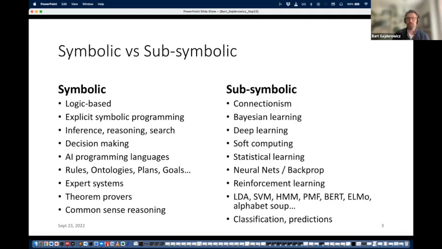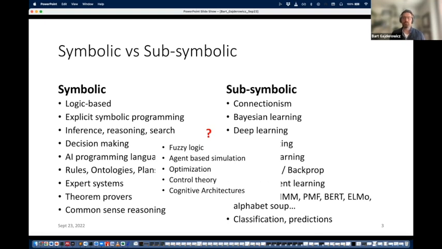What is subsymbolic? This is connectionism. It's systems that learn from data. So you've probably heard of Bayesian learning, deep learning. Other terms might be soft computing, statistical learning. These are neural networks. They use backpropagation, reinforcement learning, and any number of acronyms that you can think of. And these kinds of tools are good at classification and making predictions.